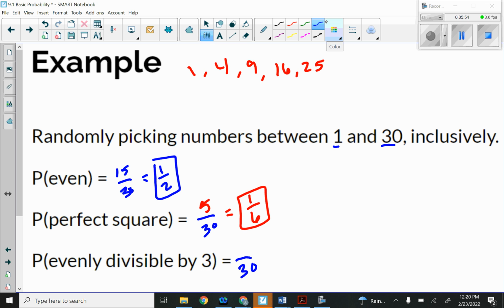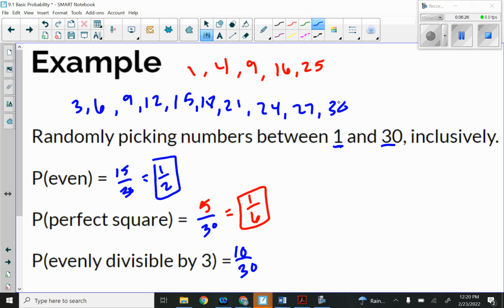And divisible by 3. Well, if we're starting with 1, every third number will be divisible by 3. So that means a third of those numbers, so 10 out of 30, are going to be divisible by 3. Another way you can do it, make a list again. 3, 6, 9, 12, 15, 18, 21, 24, 27, and 30 are all our numbers divisible by 3. I count those up and I get 10. 10 out of 30 is 1/3.